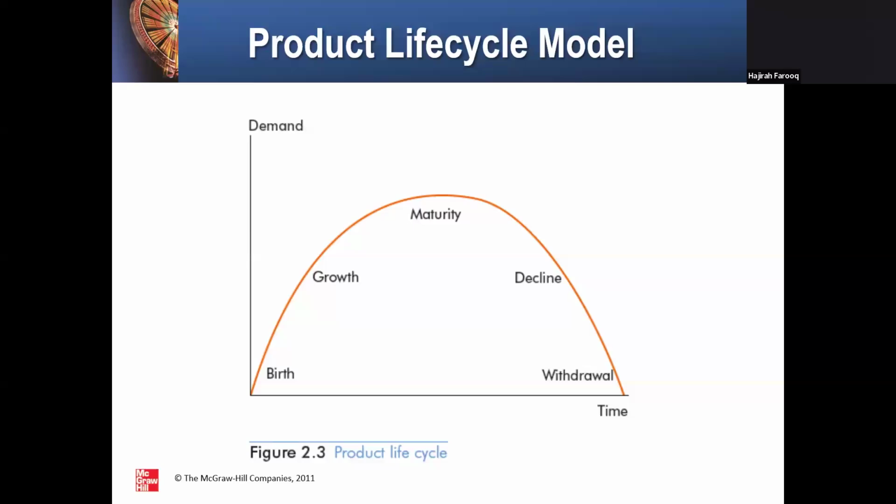Then we discussed the product life cycle model. So every product that comes into being goes through a life cycle, where first it is born, that's the birth phase, then it's in the growth phase, then it matures, and then ultimately it starts to decline, and then it's completely withdrawn from the market over time.